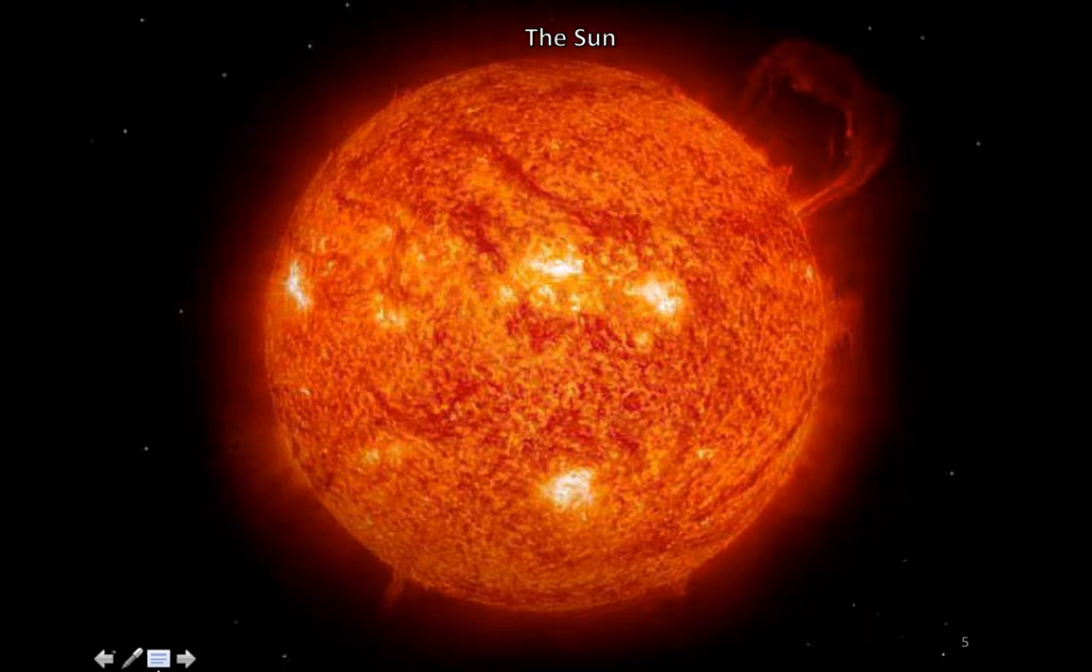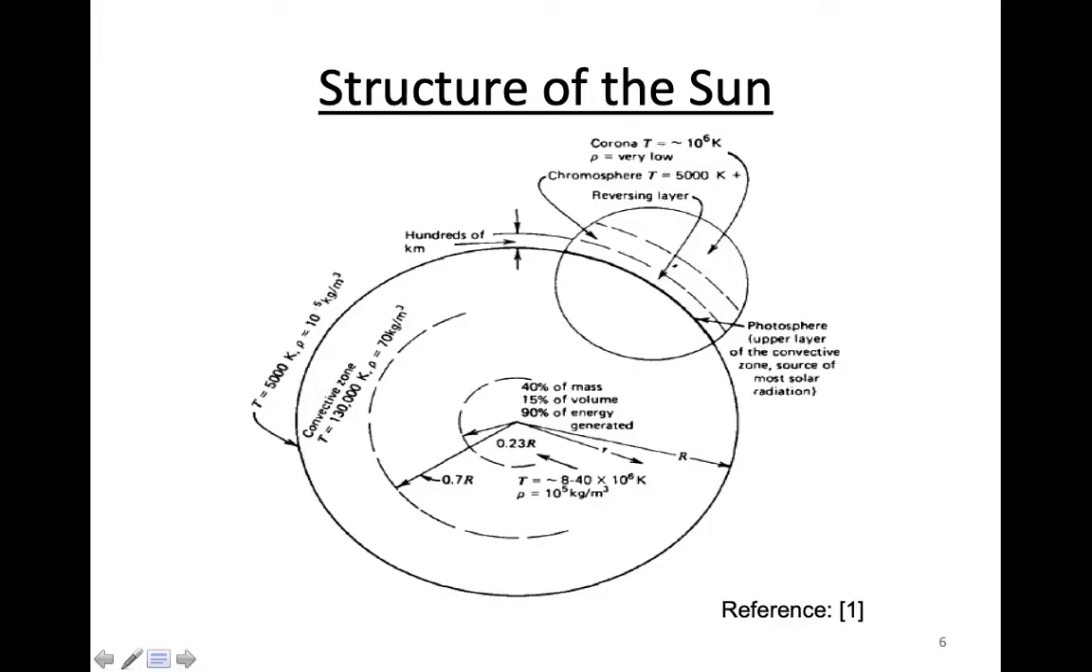The mass of helium nucleus is less than that of 4 protons. Thus, the mass having been lost in the reaction is converted to energy. The structure of the sun is as shown in figure. It is estimated that 90% of the energy is generated in the region of 0 to 0.23 R, where R is the radius of the sun, which contains 40% of the mass of the sun.